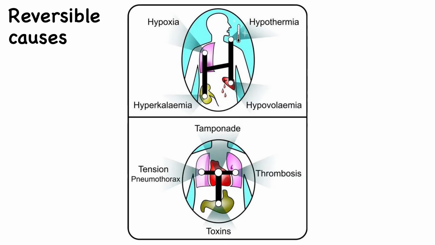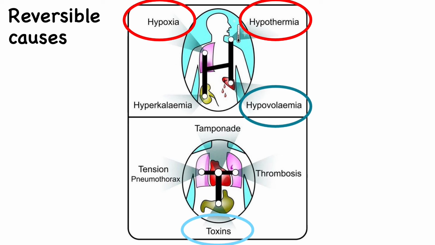Much like any other resus, we need to still think about our reversible causes and go through the relevant H's and T's. However, in a neonate, the most important reversible causes are hypoxia and hypothermia. As mentioned, hypovolemia is not a big cause in the newborn infant unless we're expecting internal bleeding.